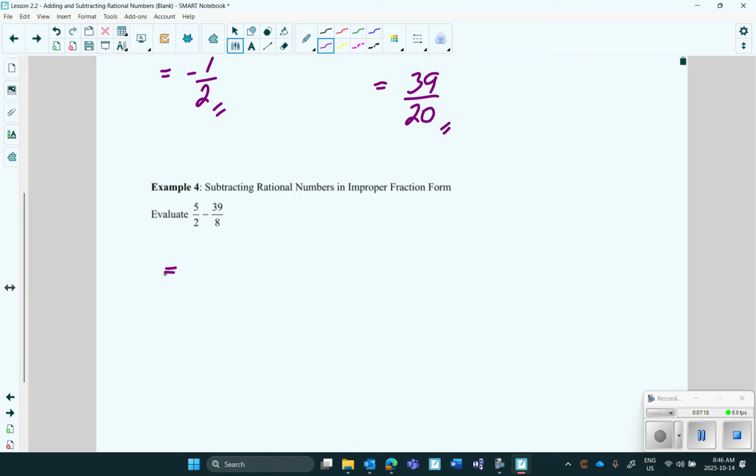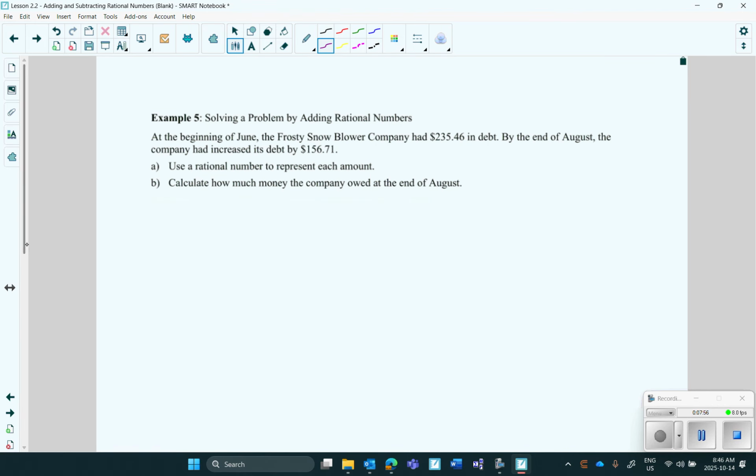Common denominator of 8. So the first one becomes 20 over 8. The second one doesn't change. Subtract the numerators to get negative 19 over 8. Good. And we're going to see when we do multiplying and dividing, the same rules apply. Nothing really changes. We just have to watch out that we're using positives and negatives. Let's look at a couple of word problems.